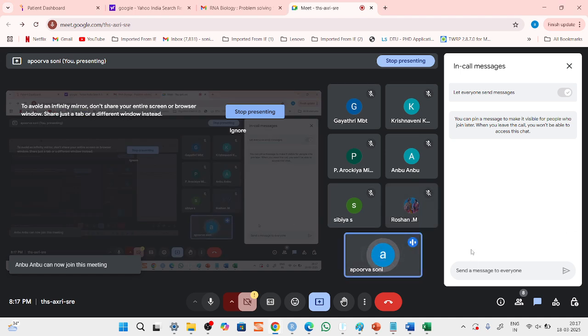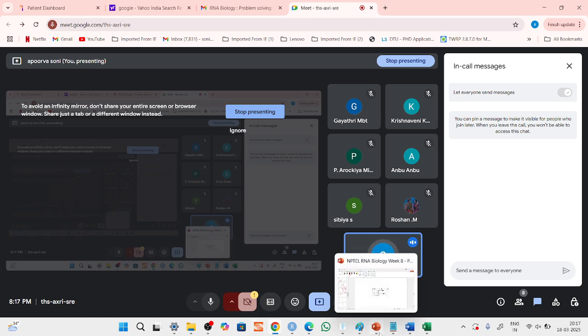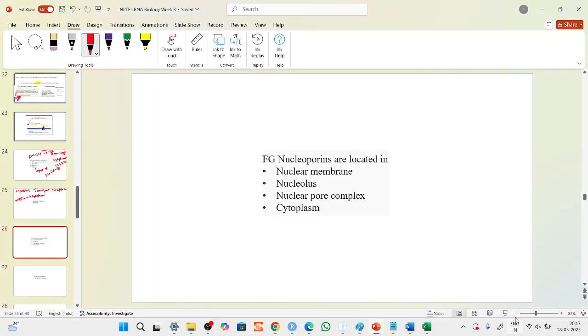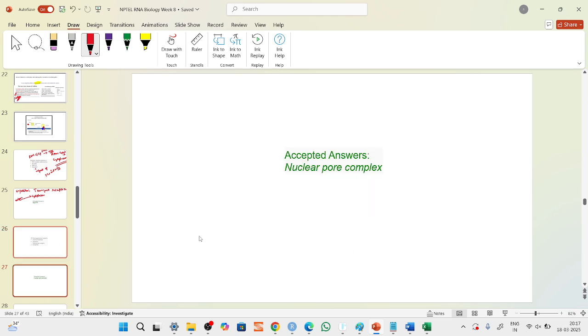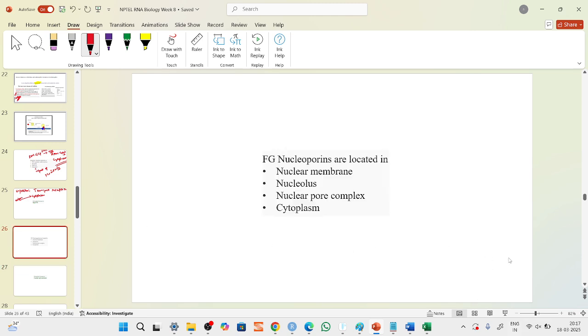Nobody has answered anything. Why? You don't know the answer? This is something that we have already studied last time, no? So, the correct answer is nuclear pore complex. So, FG nuclear porins, we have already studied about this now.